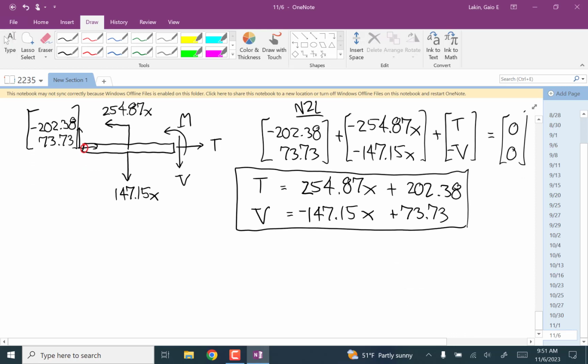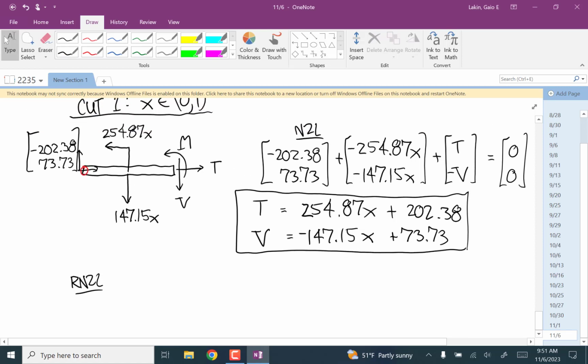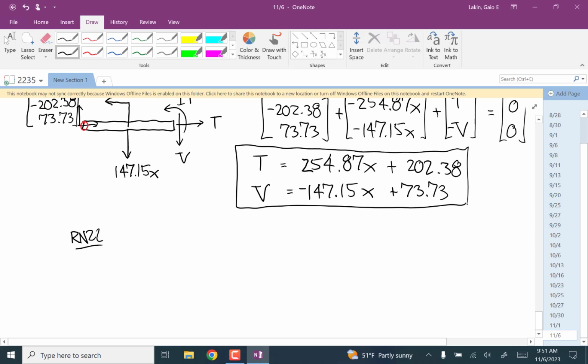Let's finish the moment thing. In a way, this is the important one in all this. So rotational Newton's second law. There's no moment from the stuff at the left, no moment from that horizontal distributed load. We do have a clockwise moment with a moment arm of x over 2 and a force of 147.15. Then we have plus m minus vx is equal to 0.